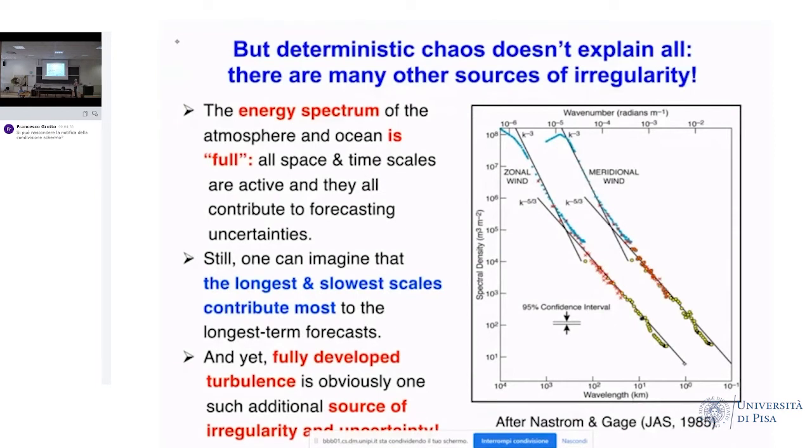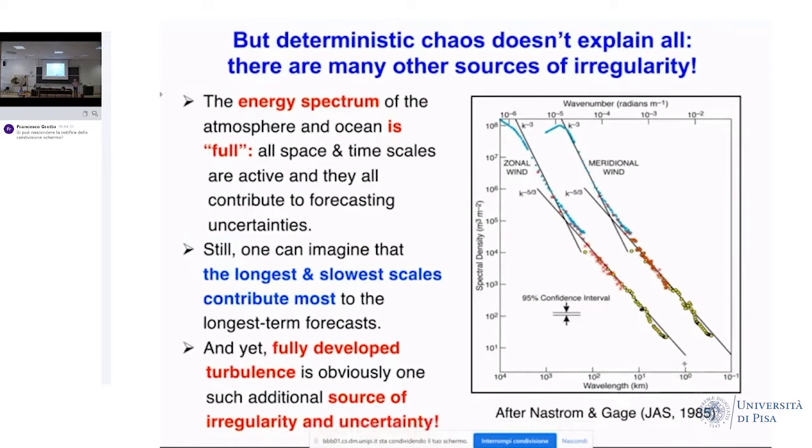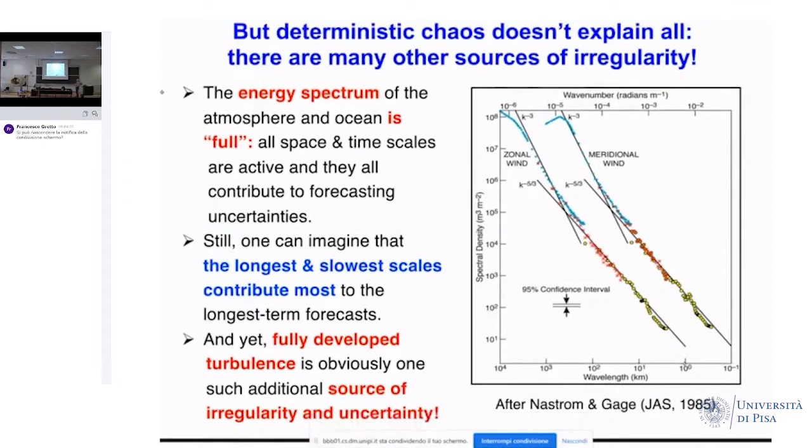Positive Lyapunov exponents and so on, we'll mention this later in greater detail. The other one is essentially fully developed turbulence, which, as I said before, we still don't understand, but there's still an outstanding prize, aside from boundless glory, of $1 million from some foundation lying there for the person who really solves the problem. Okay. So the energy spectrum of the atmosphere and oceans is full. All space and time scales are active and they all contribute to forecasting uncertainties. This is a particularly popular spectrum.